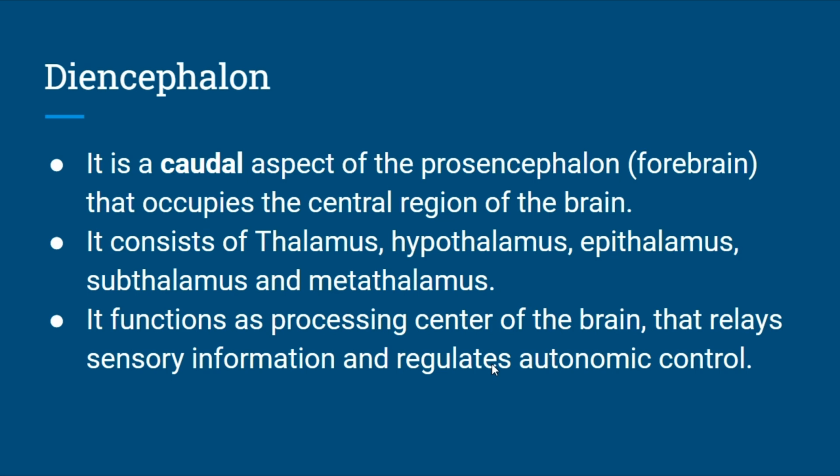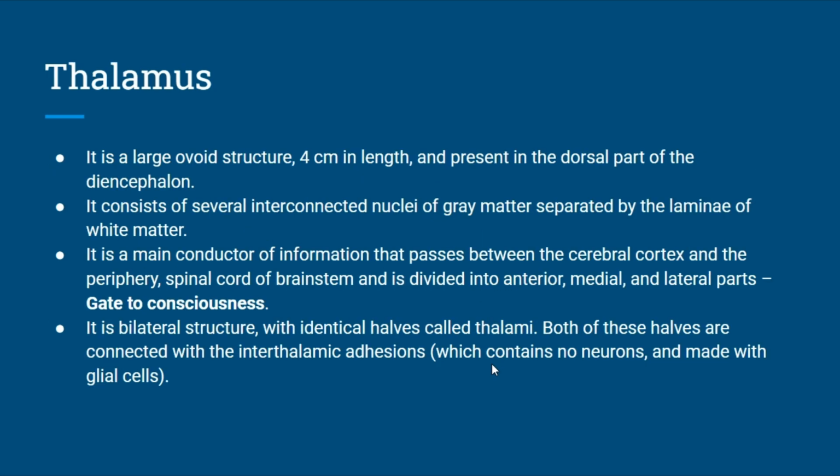It is the caudal aspect of the prosencephalon, which is the forebrain, and it occupies the central region of the brain. It consists of the thalamus, hypothalamus, epithalamus, subthalamus, and metathalamus. In this presentation, we're going to discuss the thalamus. In the consequent presentations, we're going to discuss the hypothalamus and further. It functions as a processing center of the brain, and it relays sensory information and regulates autonomic control.